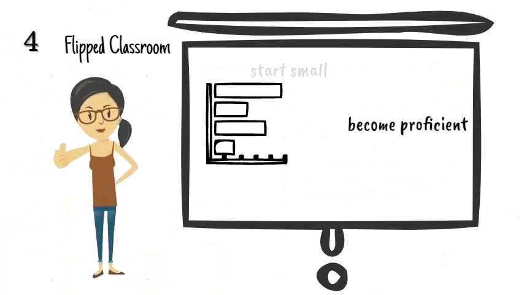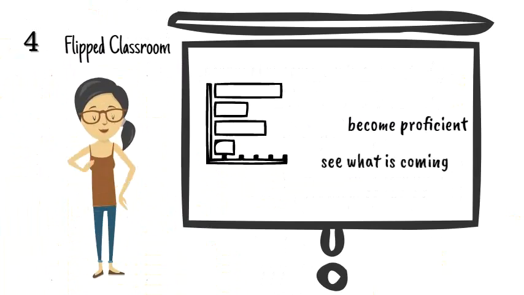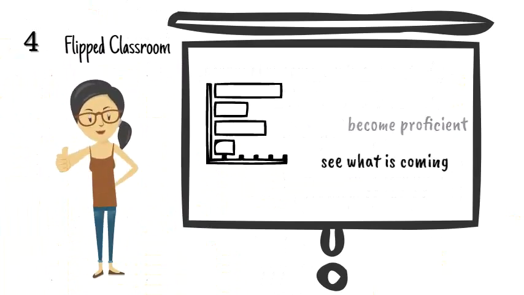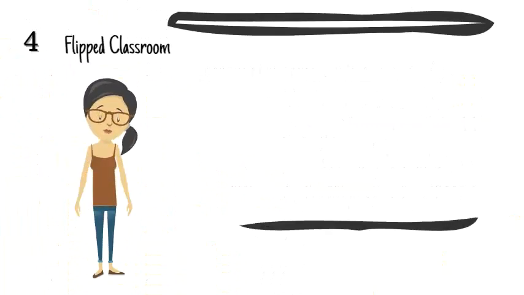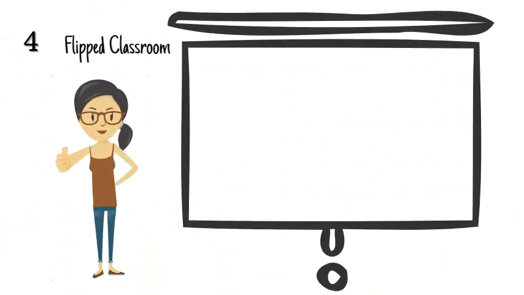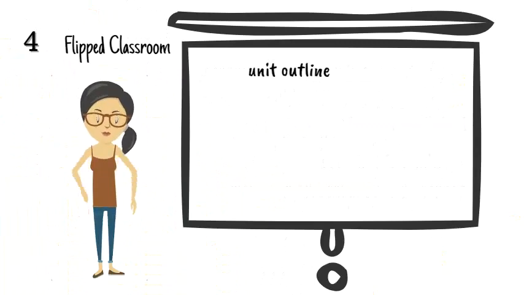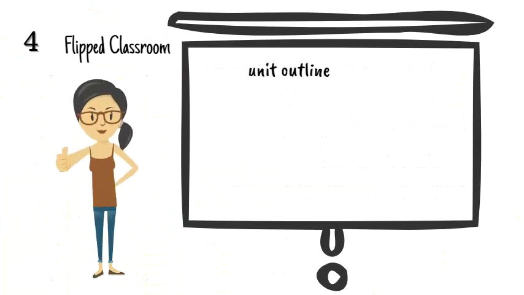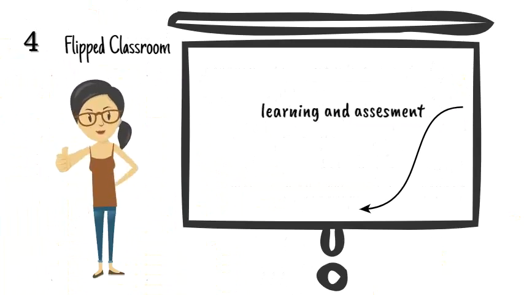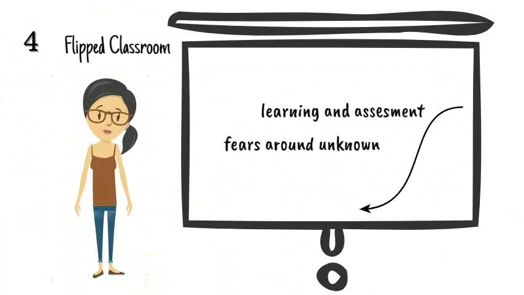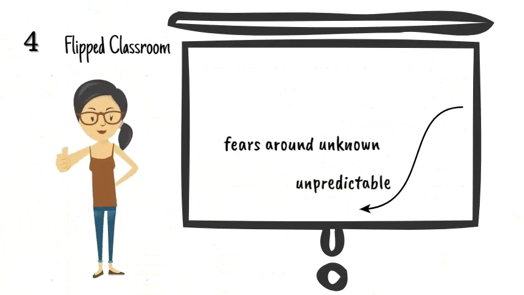For anxious students, this allows them to see what is coming and gives them a chance to mentally and emotionally prepare for challenging or risky learning. This could also be achieved through the provision of a unit outline or similar documents and preparing students for the learning and assessment tasks to come, allaying some of their fears around unknown and unpredictable situations.